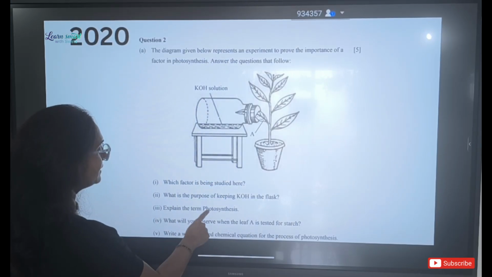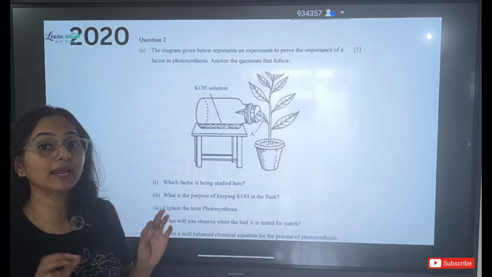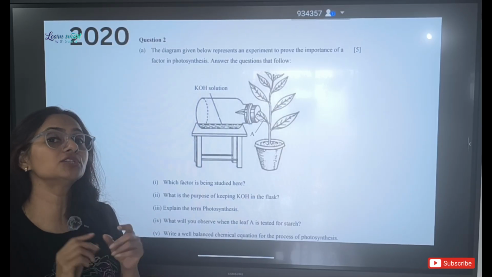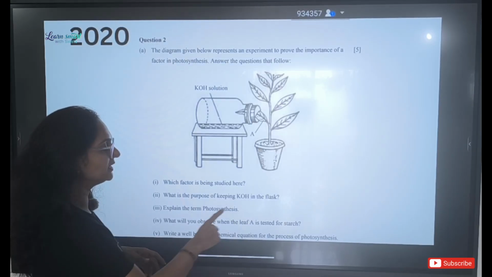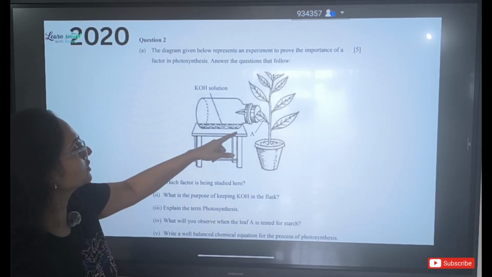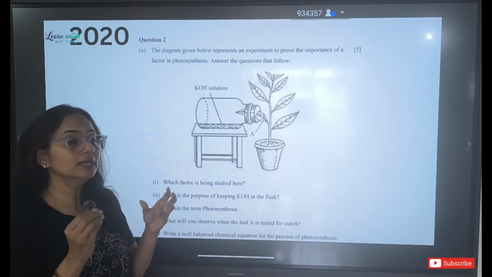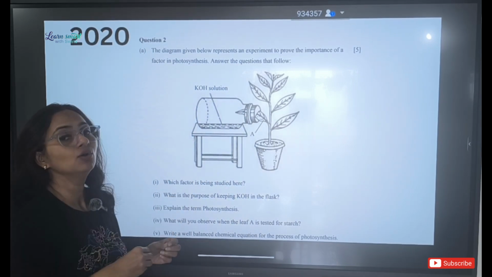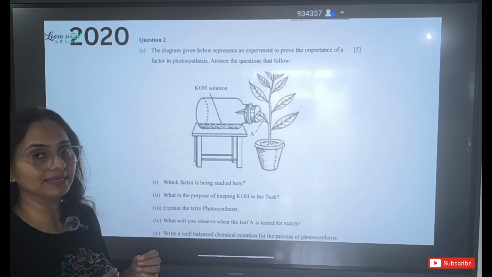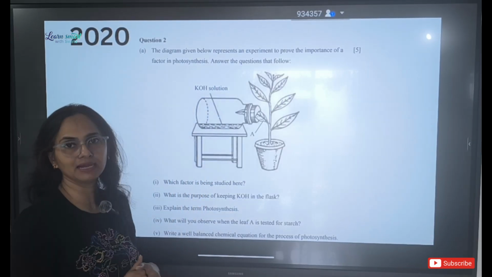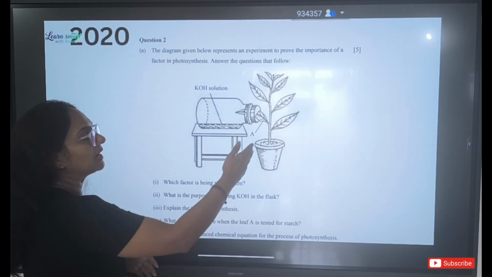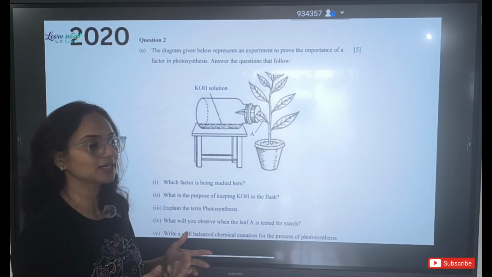Next, explain the term photosynthesis definition. You have to write a perfect definition, write all the keywords, do not miss any of the keywords. What will you observe when the leaf A is tested for starch? The part of the leaf which was inside the jar will not show the iodine test, will not show the starch test, because it did not get any carbon dioxide. But the part which was outside will show the starch test.